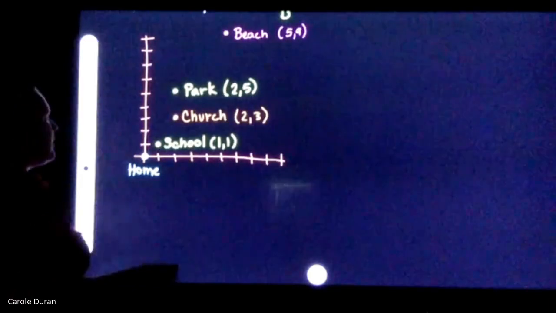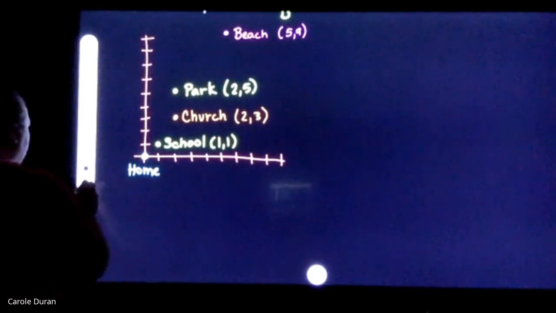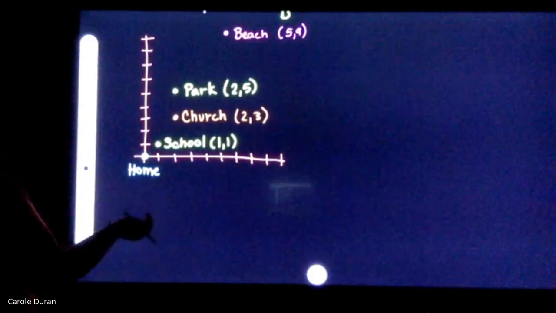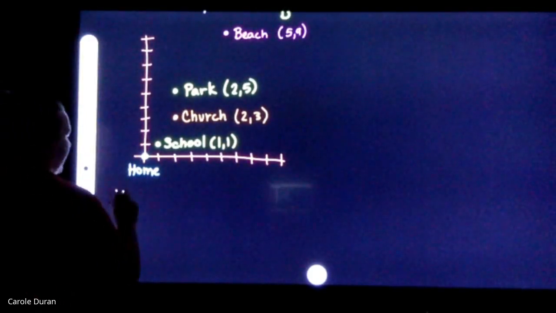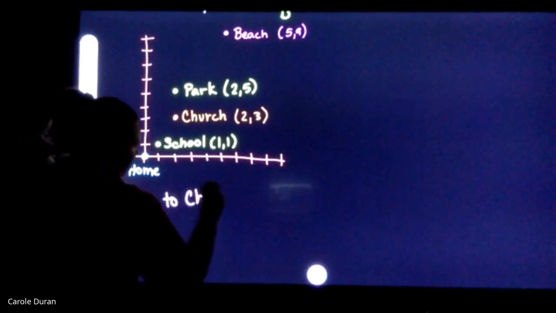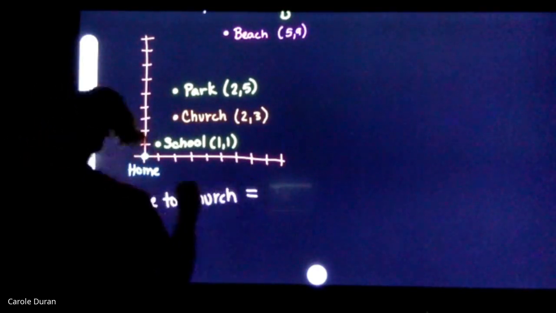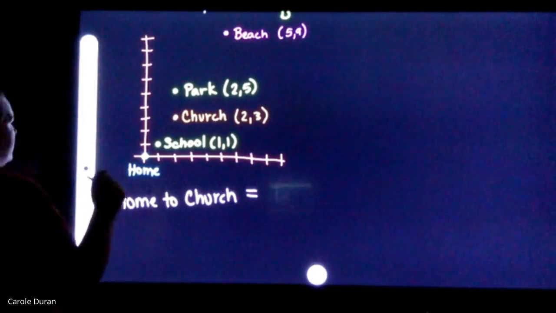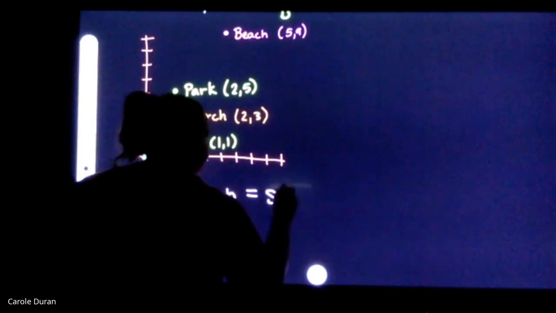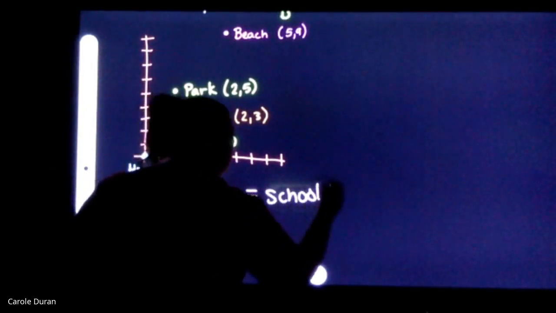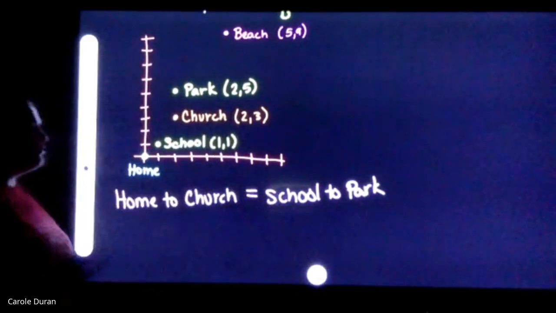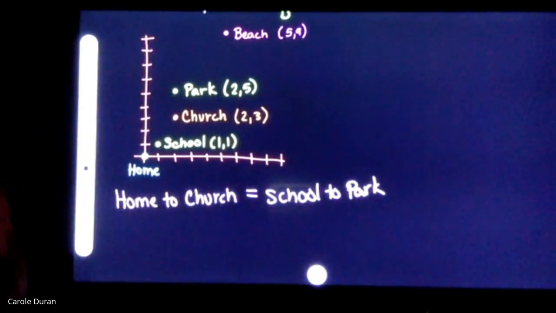Okay, so then this kind of goes with the story problem. So the story problem is that Karen lives here at home. Okay, she's claiming that the distance from her home to the church is equal to or the same as the distance from the school to the park. So we need to either prove that she is correct or prove that she is wrong.